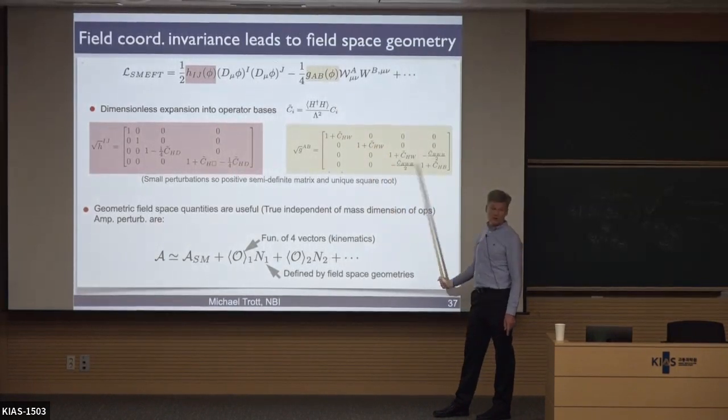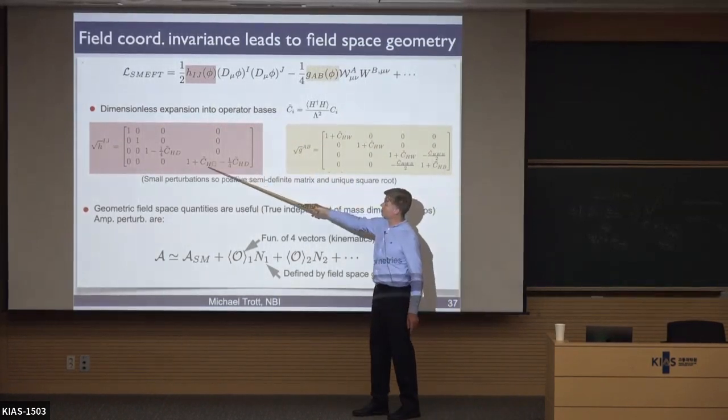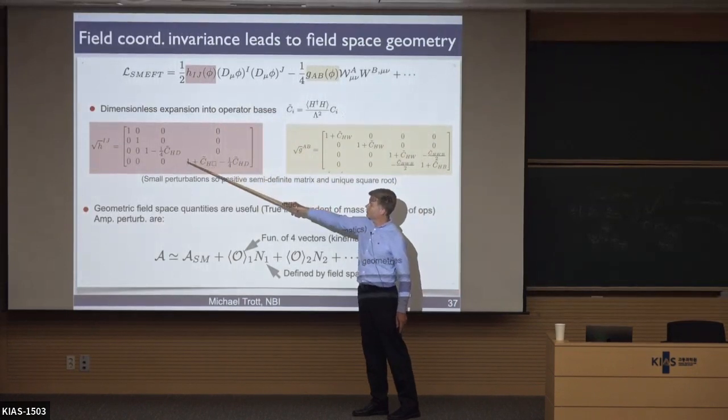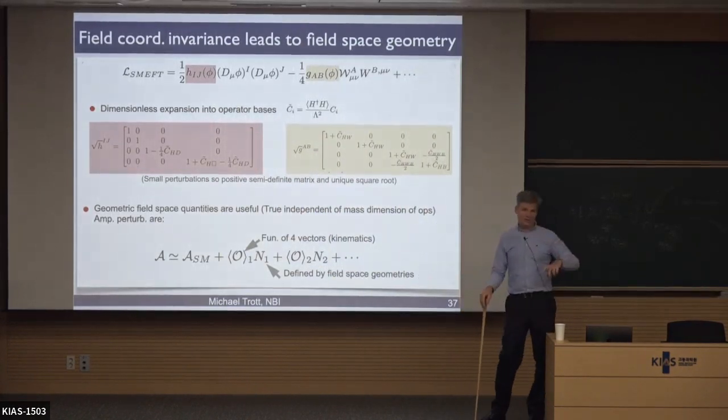We actually know the all-orders form of this expression. Similarly, for this guy in the Warsaw basis, you just have this particular form in terms of the Wilson coefficients you write down. Now, there's small perturbations here, so we have a semi-positive definite matrix, and a well-defined inverse and square roots.